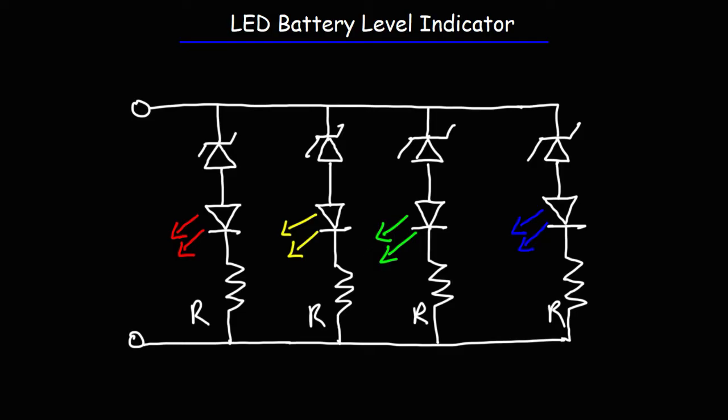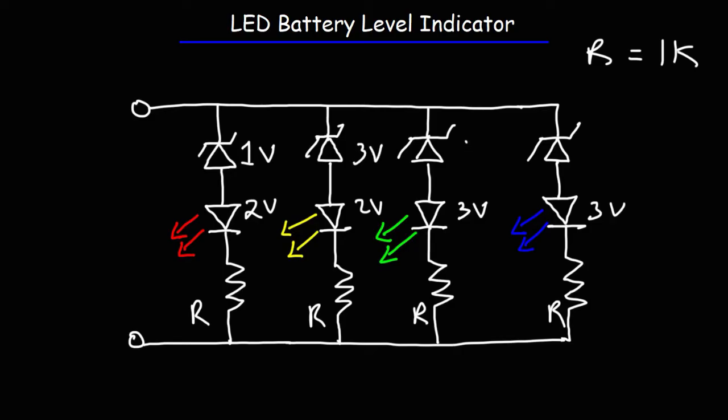And let's say that the red and yellow LEDs have a voltage drop of 2 volts, whereas the green and the blue LEDs have a voltage drop of 3 volts. Now each resistor is going to be a 1 kilo ohm resistor in this circuit. And let's say that the voltage drop across the Zener diodes in reverse bias mode are 1 volt, 3 volt, 6 volt, and 9 volt respectively.